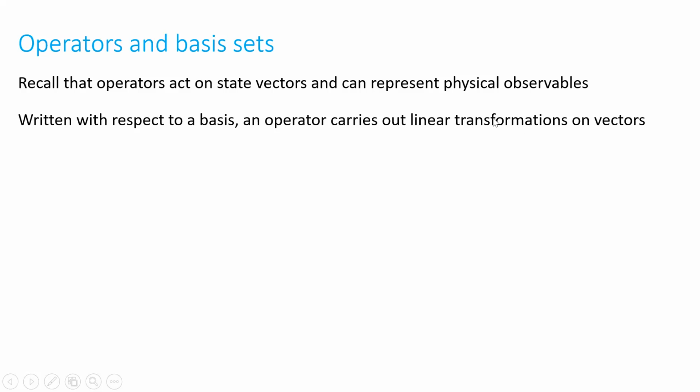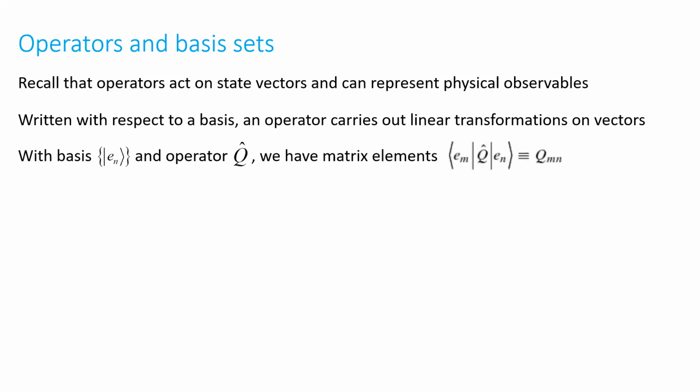Okay, so this is where we see the linear algebra aspect of quantum come in. With a basis, which we'll just call a general basis, En, this is the set of basis vectors, and an operator Q, it turns out we have matrix elements that define Q. So we would take Q, act on En, and then take the inner product of that with Em, and we get a number, in general, a complex number. And then we do that for each m and n, and we'd have a matrix Qmn. And the individual elements are called matrix elements.